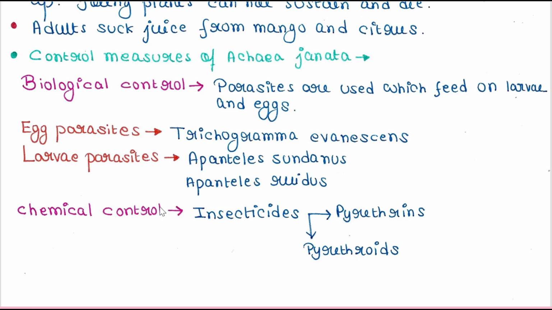Other than these, you can use chemicals also. So chemical control includes insecticides. Insecticides such as pyrethroids. These we can use to control them.